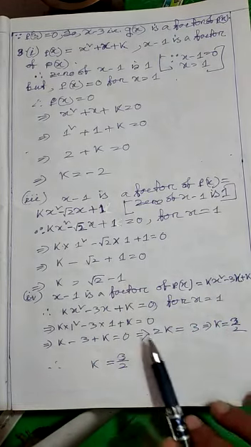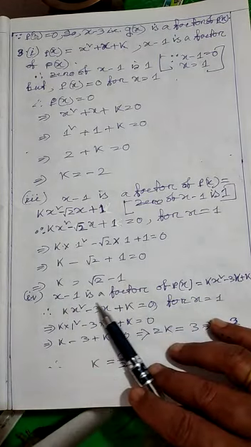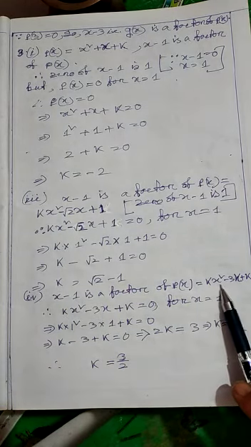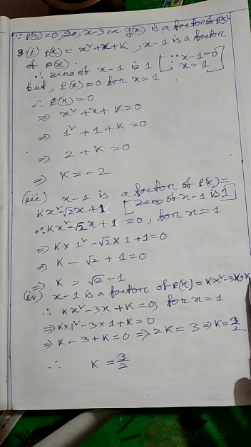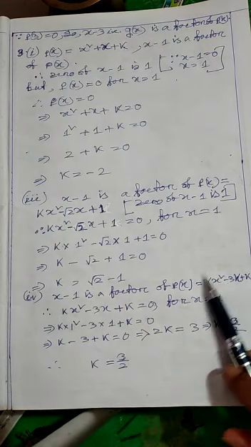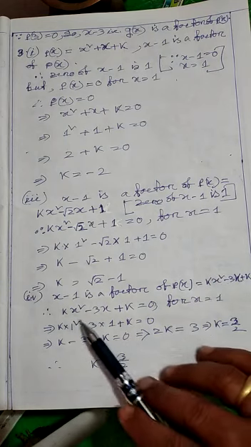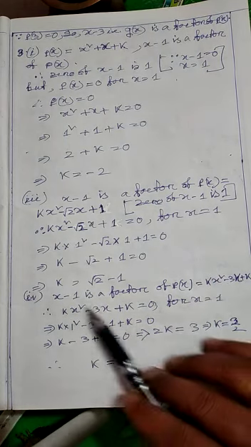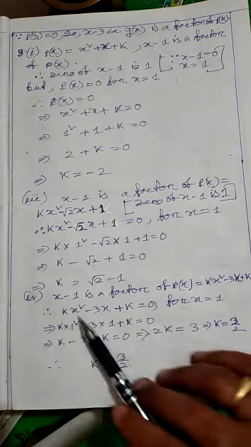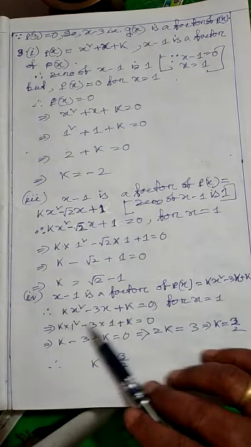Now come to question number 4. X minus 1 is a factor of p(x), where p(x) equals kx square minus 3x plus k. Given in the question x minus 1 is a factor, so the polynomial becomes 0 for x equal 1, because the zero of x minus 1 is 1. Now put the value of x equal 1 here.